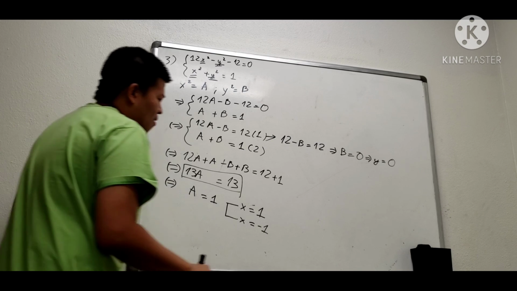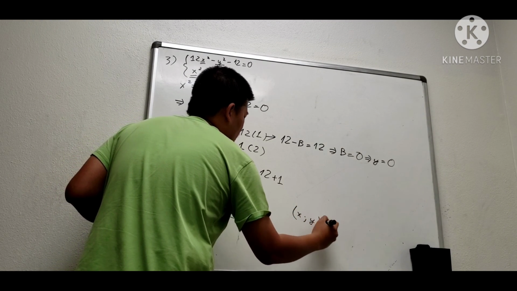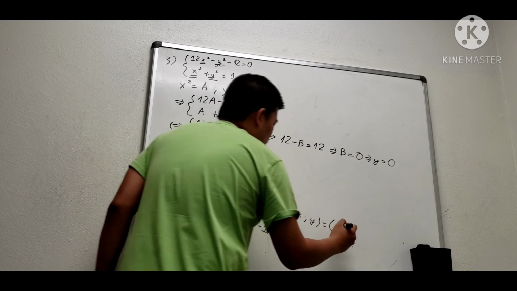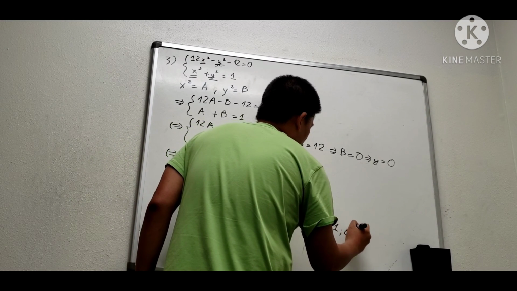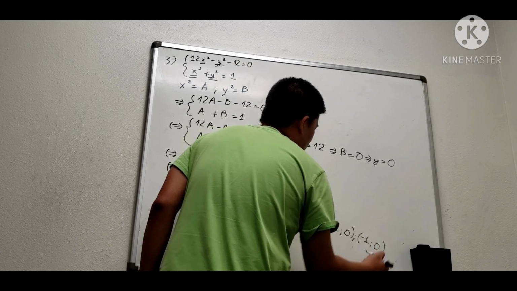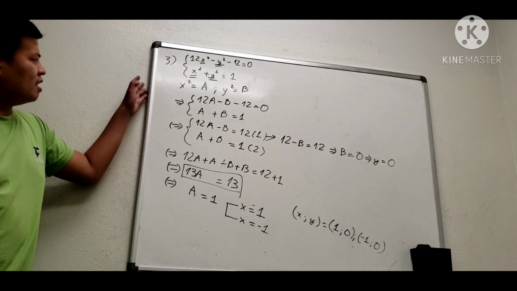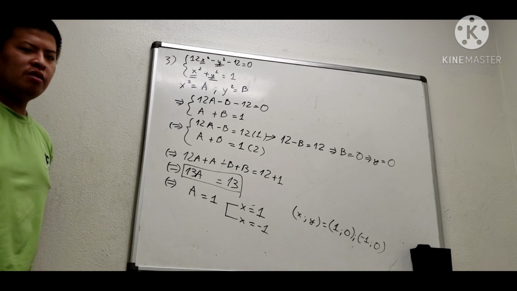So we have the answer for this question: x equal to 1 and y equal to 0, and x equal to minus 1 and y equal to 0. So we have the two solutions here, and this is the answer for question number 3.